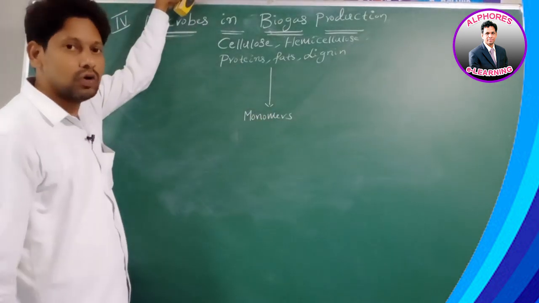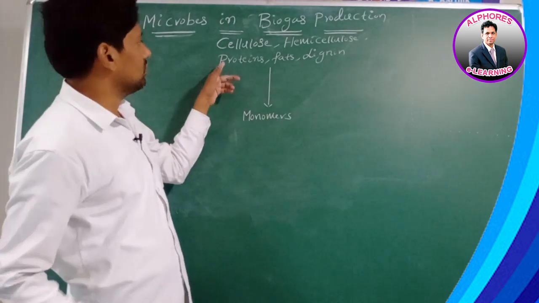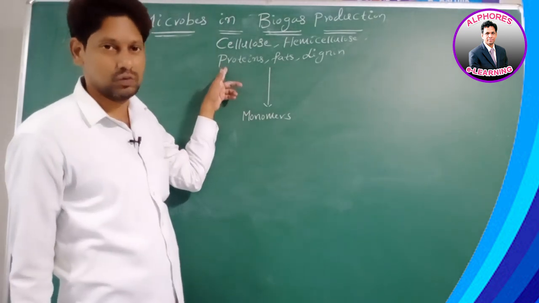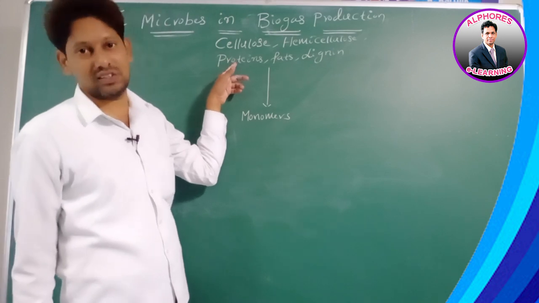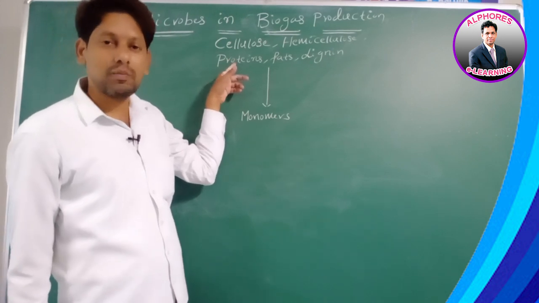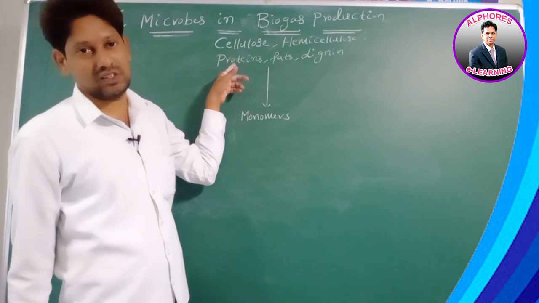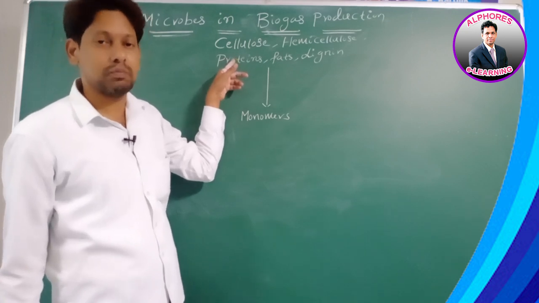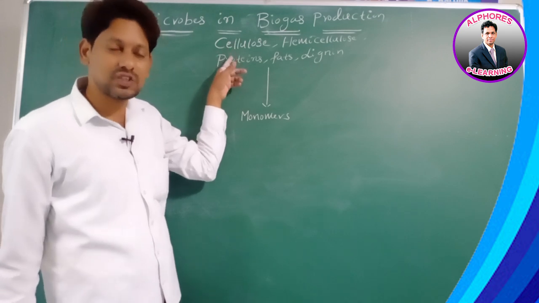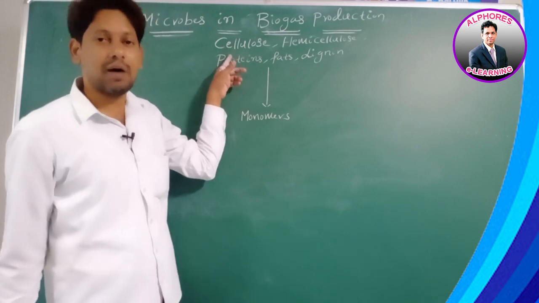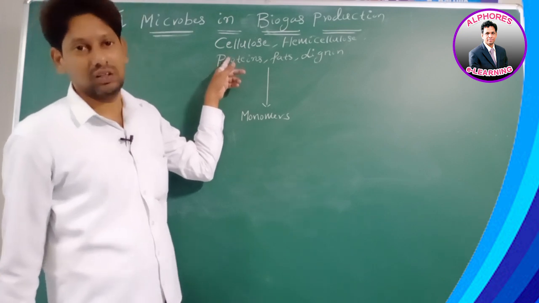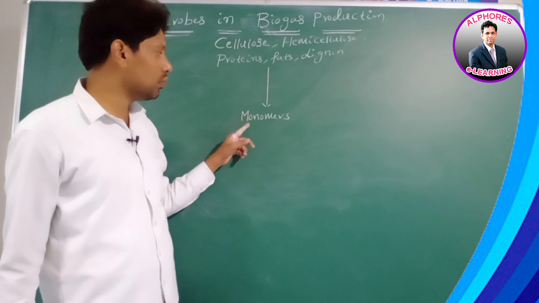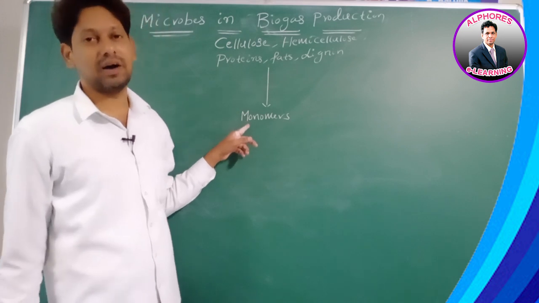For example, take proteins. Proteins are polymers. They are made up of what? Amino acids. Therefore, in proteins, the monomeric unit is amino acids. During solubilization, proteins are broken into monomers, that is amino acids.